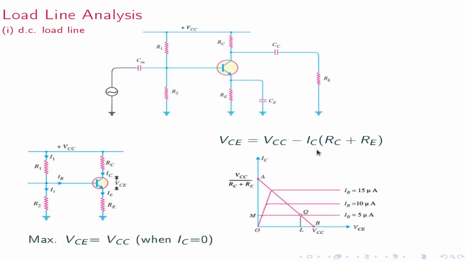VCE is maximum when IC is 0, that is VCC, this point, and the maximum value of IC is when VCE is 0, that is VCC by (RC plus RE), that is this point. These 2 points constitute the DC load line.